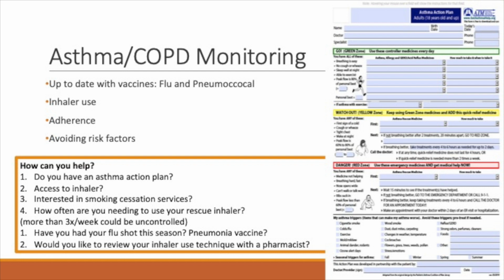So how can you help as a community health worker? Asking them, do you have an asthma action plan? Do you have access to an inhaler? Are you interested in smoking cessation services? How often are you needing to use your rescue inhaler? If they're using it more than 3 times, they might have their condition uncontrolled. Have you had your flu shot this season? Your pneumonia vaccine? Would you like to review your inhaler technique with a pharmacist? Those are things that you can ask.